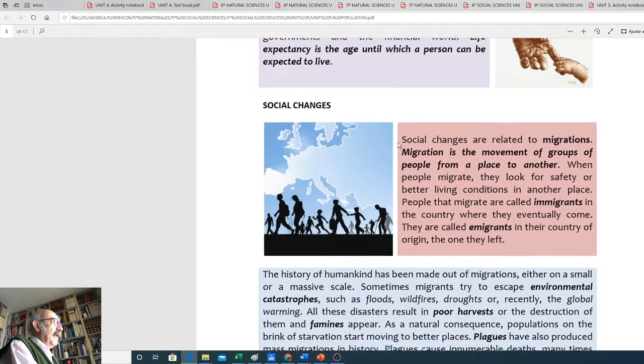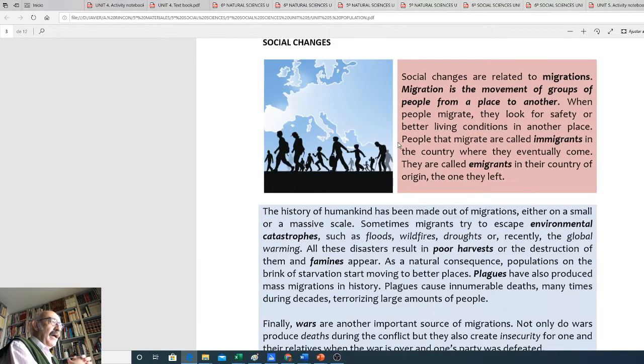Then we have another factor that is called social changes, and this is very important. Normally, social changes in a population are related to migrations. Migrations are movements of people that go from one place to another, and normally they do that because they need a better life.